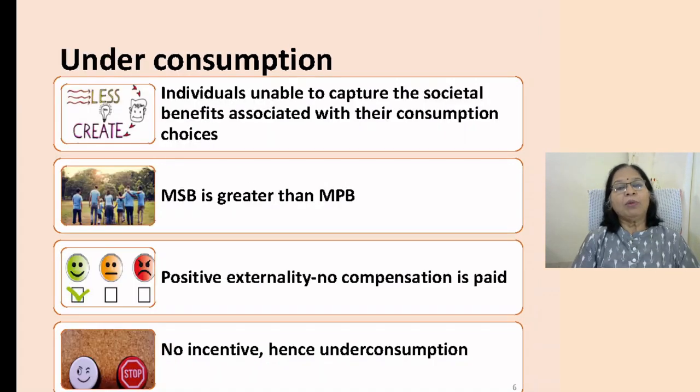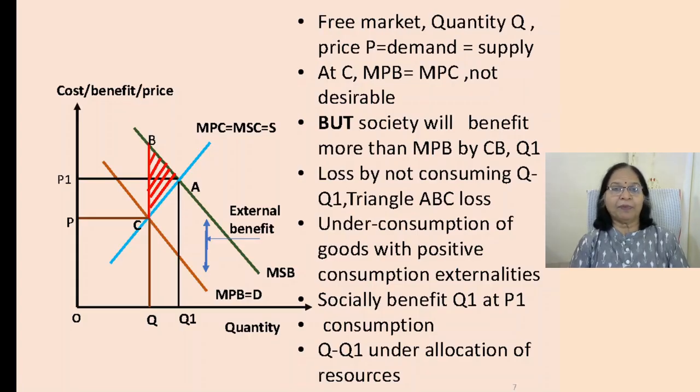Let us now look at the phenomenon of underconsumption. In the examples we discussed in the last slide, we find that the marginal social benefit outweighs the marginal private benefit. In other words, the society benefits more than what an individual benefits. Due to this, a large number of people are not willing to consume such desirable goods in the economy. They may not consume in adequate quantities, and therefore we come across a phenomenon of underconsumption of desirable goods. Let us now explain this with the help of a diagram. On the vertical axis, we have cost, benefit, and price, and on the horizontal axis, we have quantity.